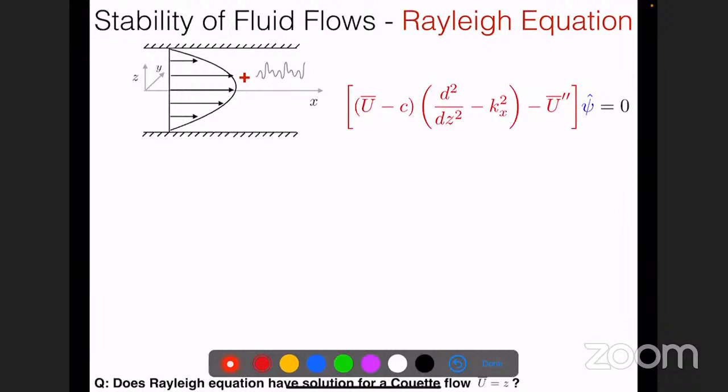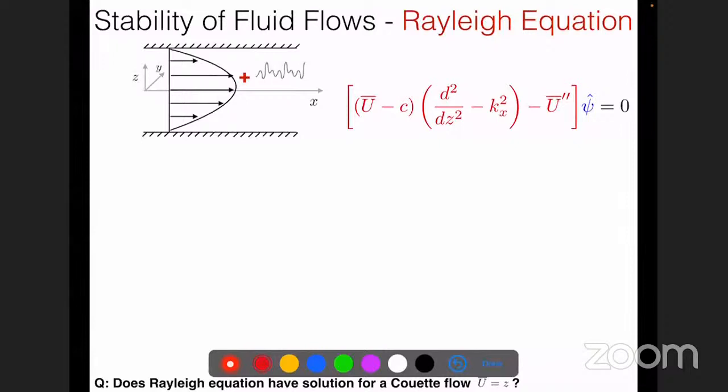Now, a point for you to ponder: consider a simple flow, Couette flow. The top plate is moving, the bottom plate is at rest. It has a velocity field U equal to Z. Can you find a solution to this equation which satisfies the boundary condition?